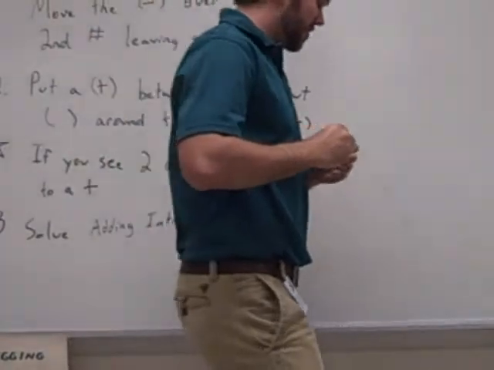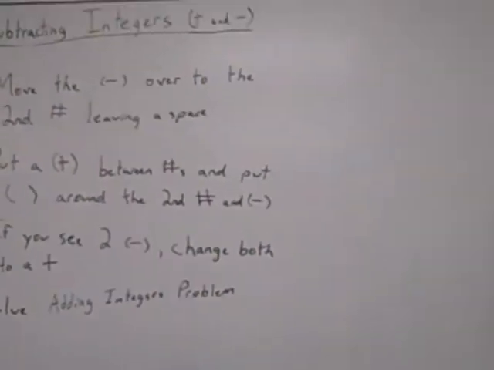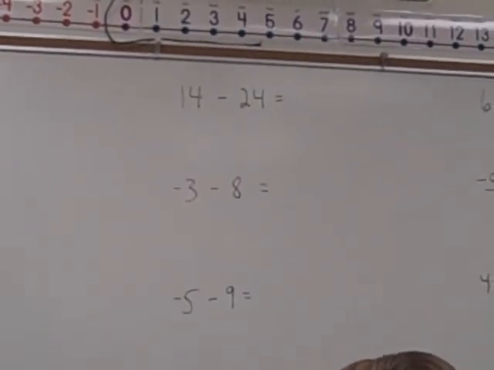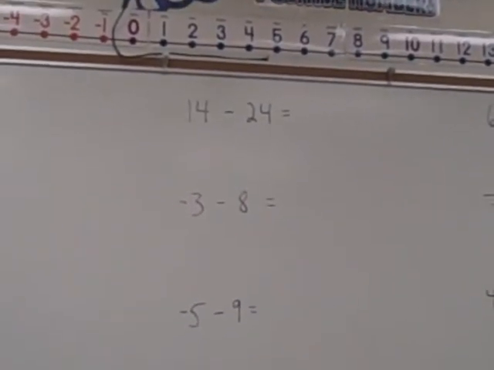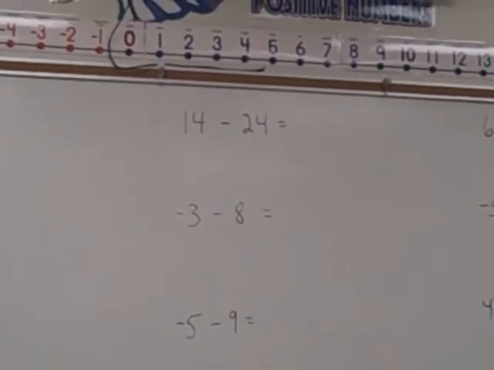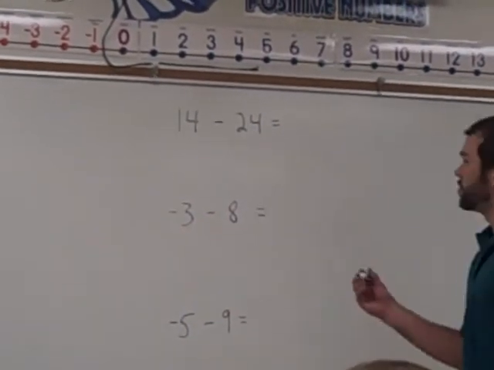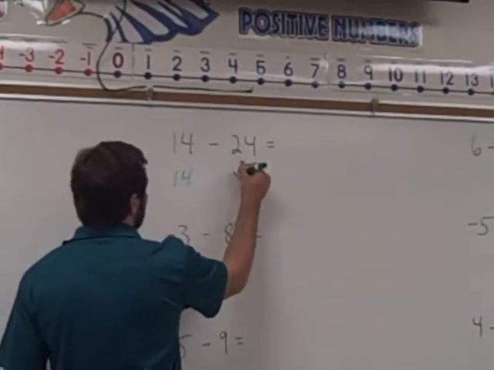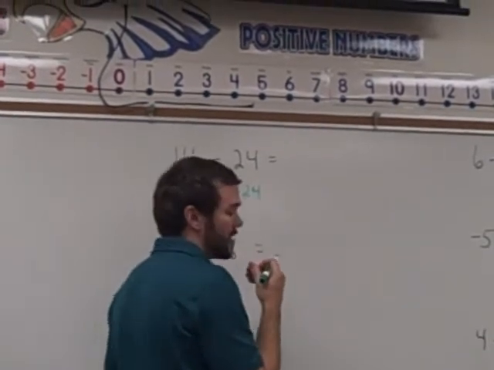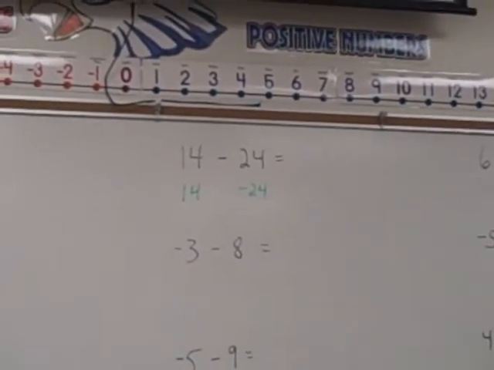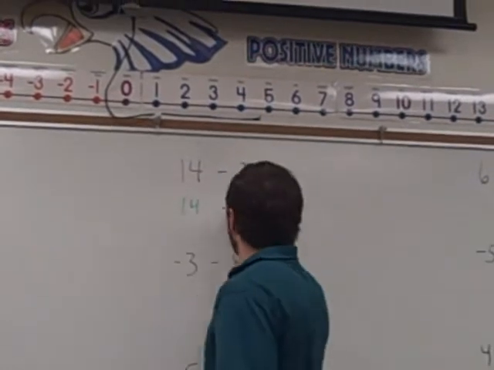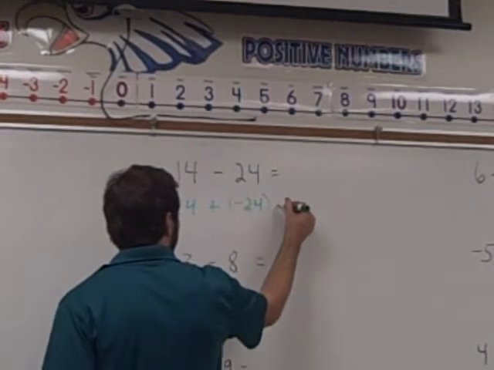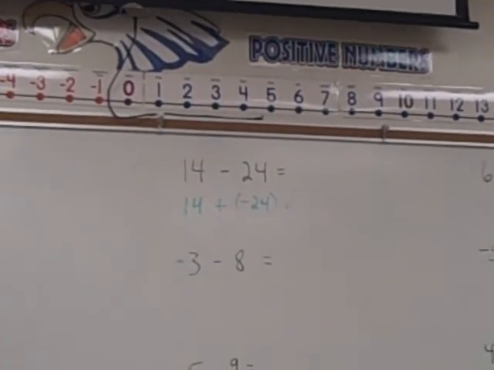Alright, so now that all the confusing stuff's out of the way, let's practice it so you can see how it works and then it'll all make sense. Alright, 14 minus 24. What's the first thing I need to do? Move the minus over. So I'm going to rewrite it, me personally. So I got 14. I move that minus sign right there. Now what? Put that plus in between them, right? So, and the parentheses, right? So I can see it.